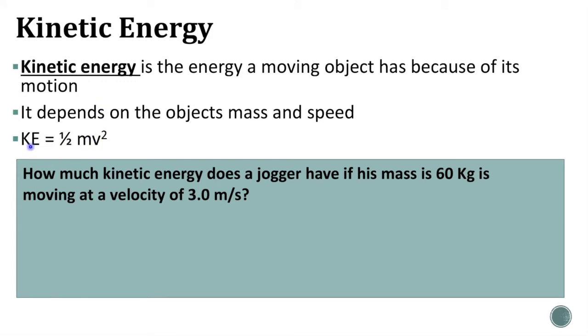So your formula is kinetic energy equals 1/2 times mass times velocity squared. You may see this formula written like this with KE here, or you also may just see it abbreviated with a K instead of KE, but it's the same thing.